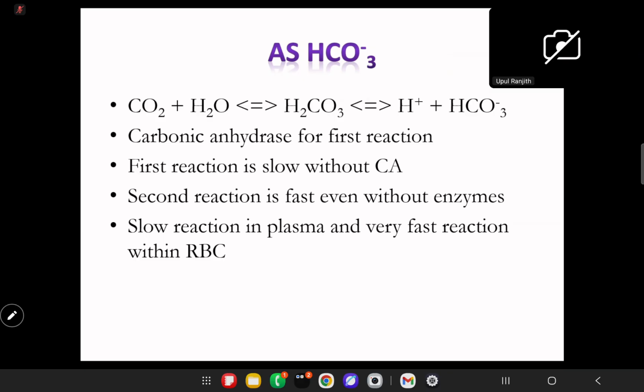Right. Do you find carbonic anhydrase in the plasma? Question. If there is an MCQ: carbonic anhydrase is found in the plasma. True or false?